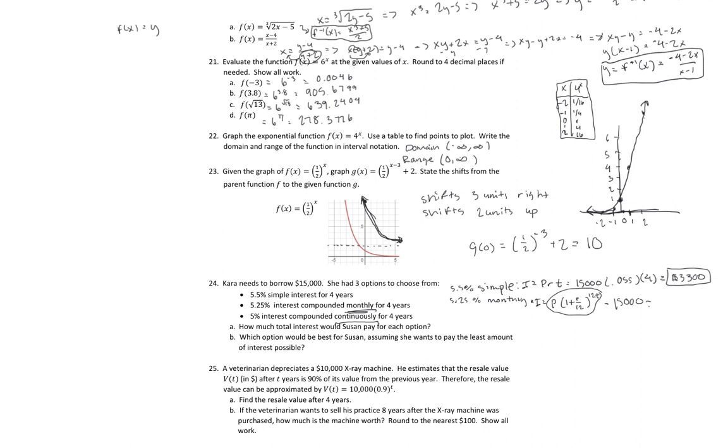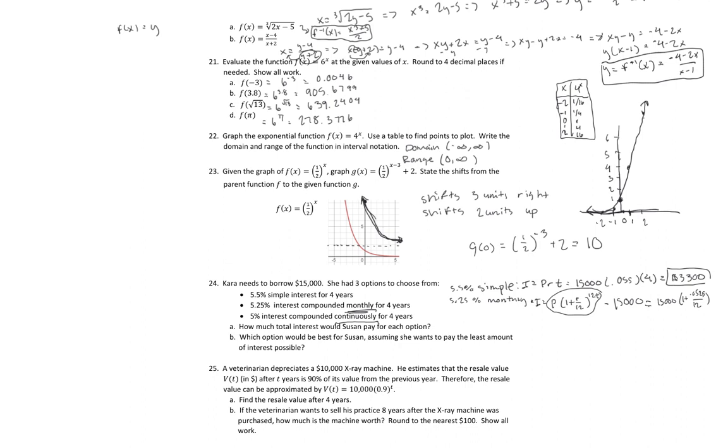And so that's going to be equal to 15,000 times 1 plus 0.0525, it's getting kind of cramped here, over 12 to the 12 times 4. Oh, you can't see that. Okay.